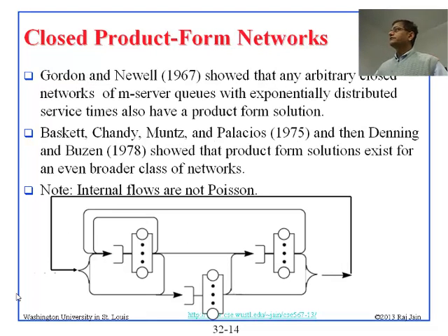Then somebody else, 4 years later, Gordon and Newell, wrote a paper in which they generalized it, where they had any M server queues with exponential service time, and it could also have product form. And then a few years later, Basket, Chandy, Muntz, and Palacios, BCMP as they are known, analyzed it and showed that there is a product form for an even broader class. The book goes into details of how these results are different and how they expanded the class. I'm not going to cover that in this class. That is something that you can read on your own.